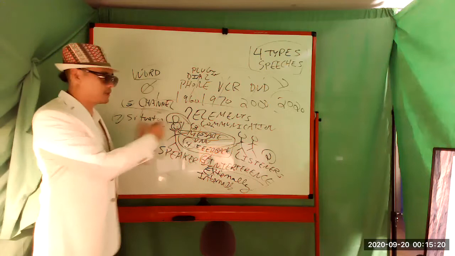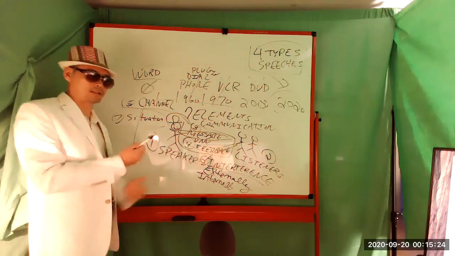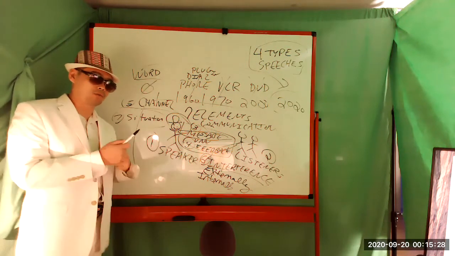Okay, so these are the 7 elements of communication, and I just wanted to prove to you that you don't have to say it in a memorized way, 1, 2, 3, 4, 5, 6, 7. So I'm just going to change it up.